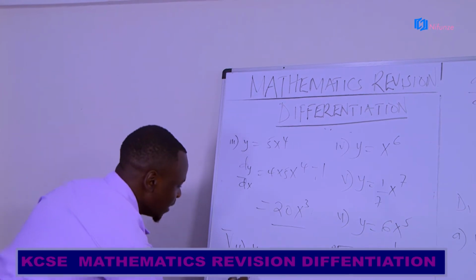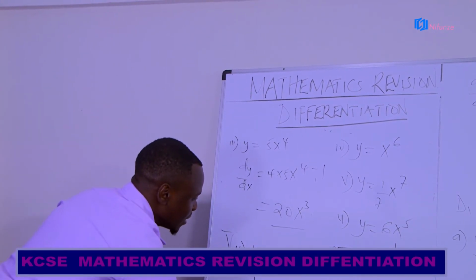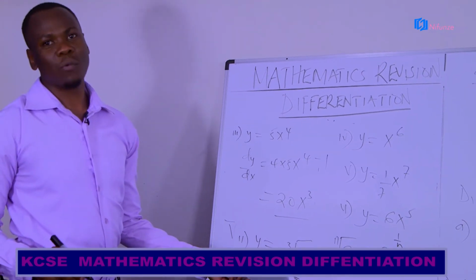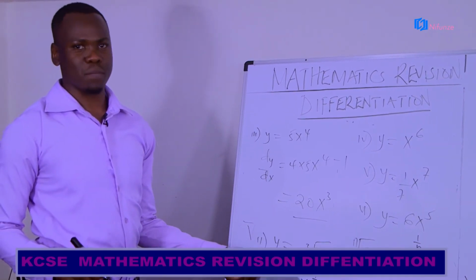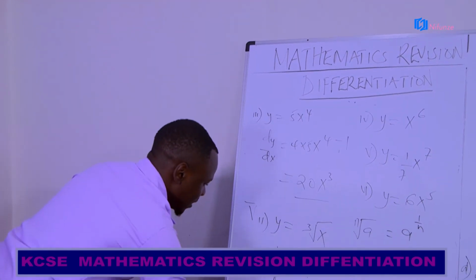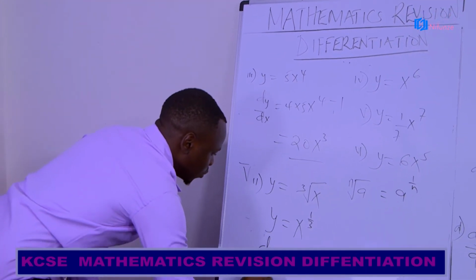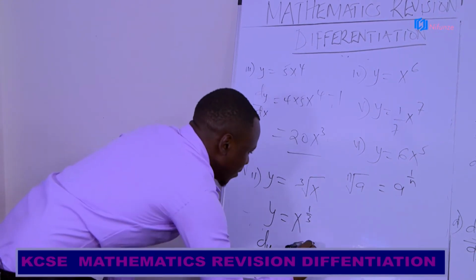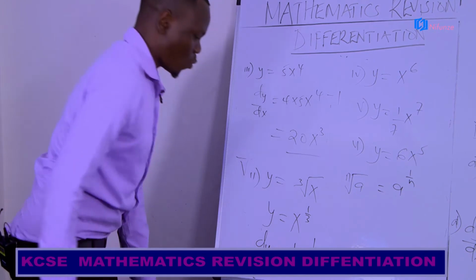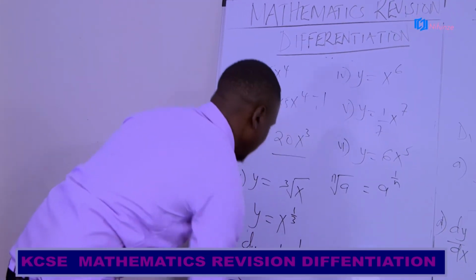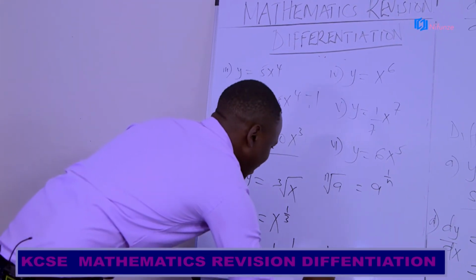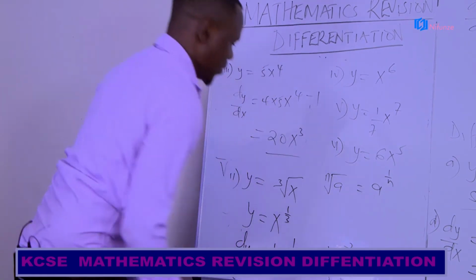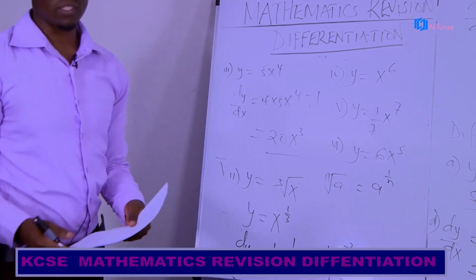So we will say y is equal to x raised power a third. And now if we are here, we can work it out properly. So dy over dx will be equal to a third x raised power a third minus 1. And what do we get? This is a third x raised power minus 2 over 3, since a third minus 1 is minus 2 over 3.